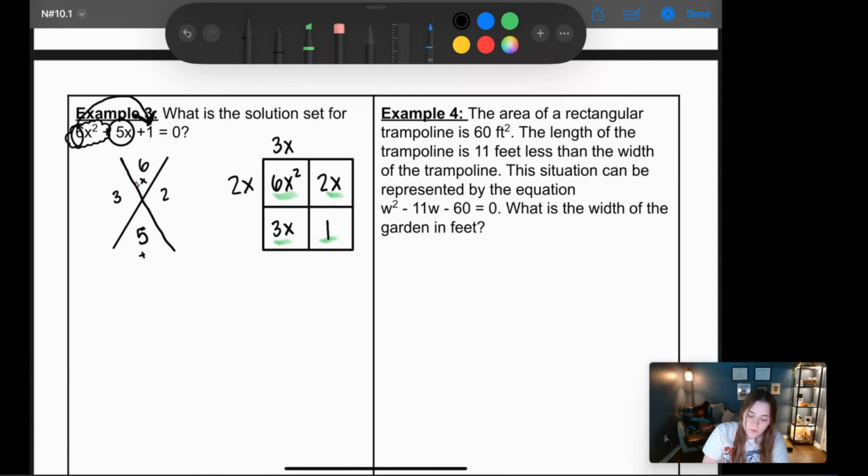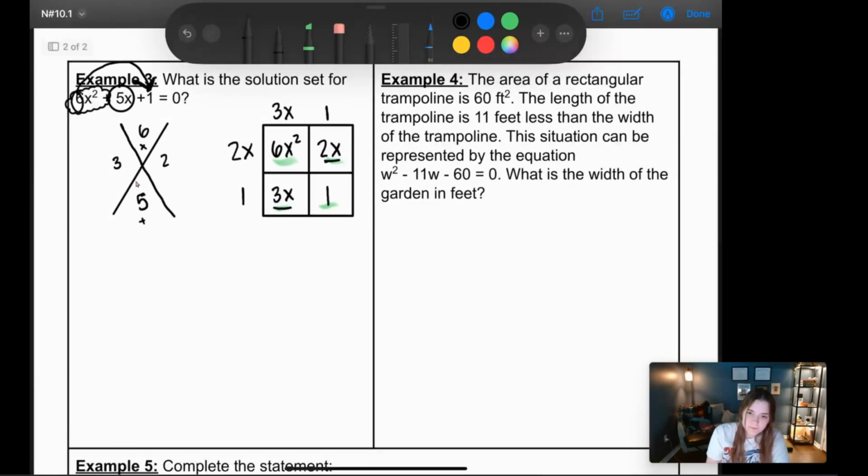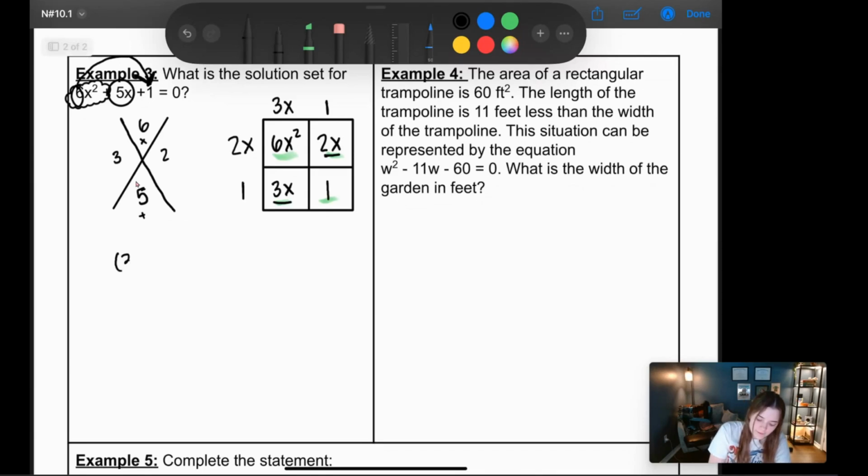Okay, but what times 3x would get me 3x? Well, anything times 1 gets you itself. Same thing here. What times 2x would get me 2x? 1. So you have your two factors. You have 3x plus 1. You have 2x plus 1.